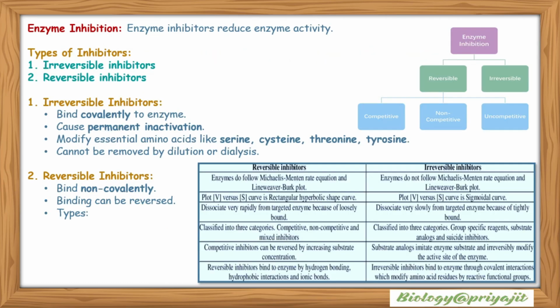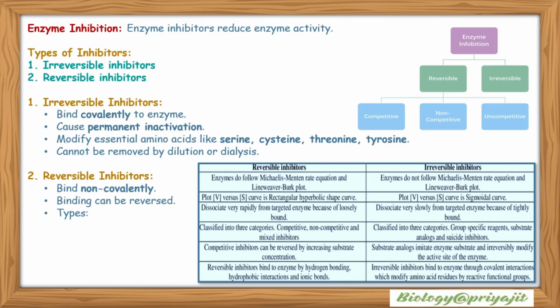Enzyme inhibition. Enzyme inhibitors reduce enzyme activity. Types of inhibitor: irreversible inhibitor and reversible inhibitor. Irreversible inhibitors bind covalently to the enzyme. It causes permanent inactivation of the enzyme. It modifies essential amino acids like serine, cysteine, threonine and tyrosine. It cannot be removed by dilution or dialysis.